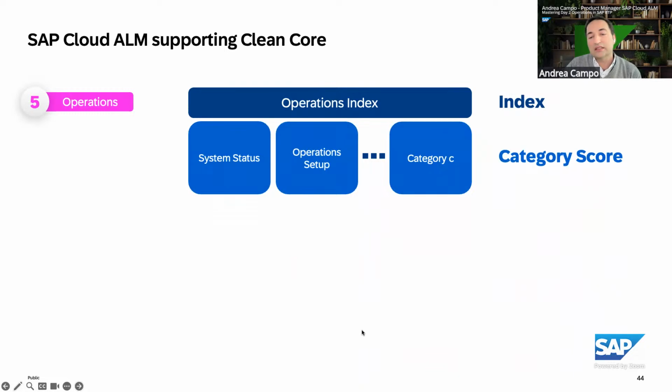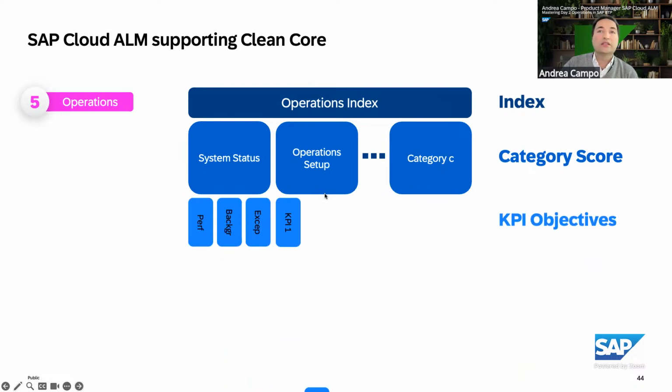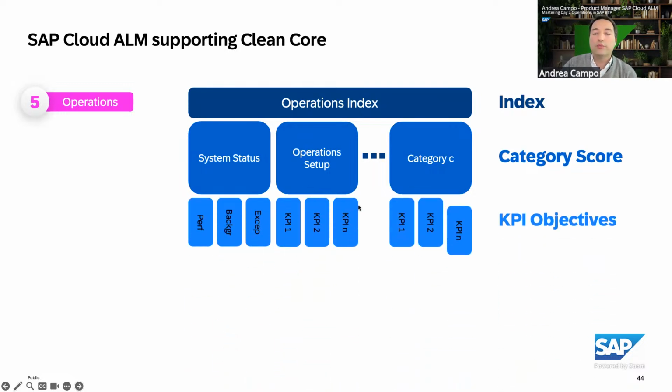To calculate this index, we will use several category scores. So we will cover several topics, several areas which are related to operations. And each category score here, like system status, the level of setup of your operations, your governance, tool chain adoption, each of these scores will be calculated based on different KPI objectives.